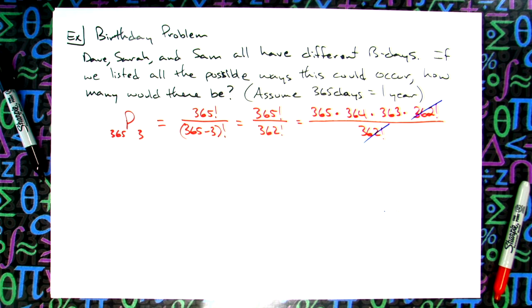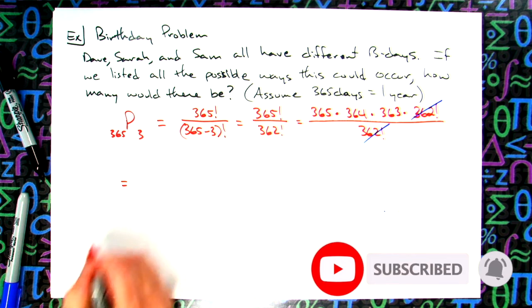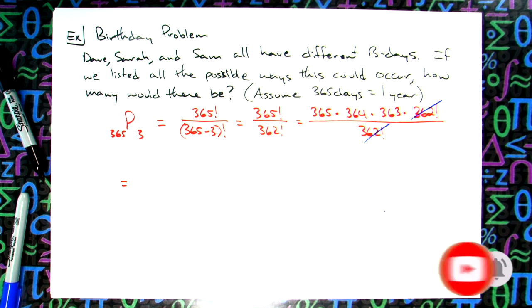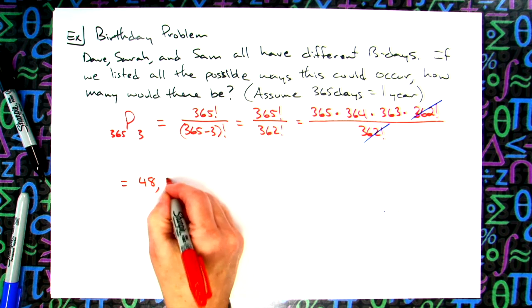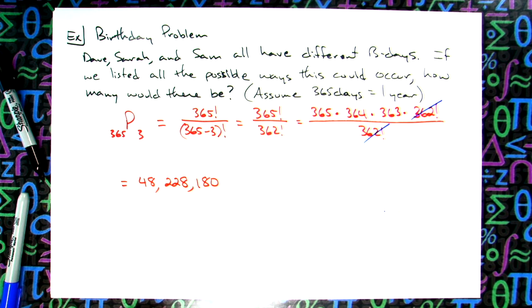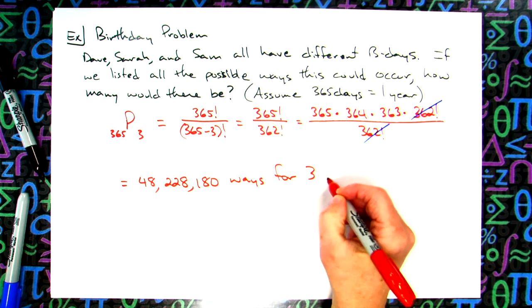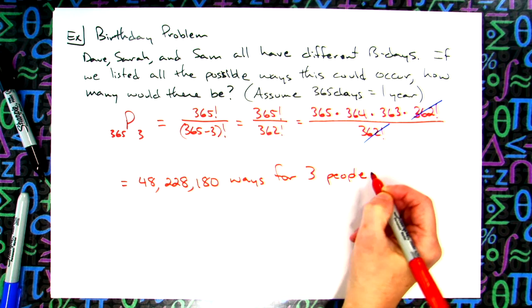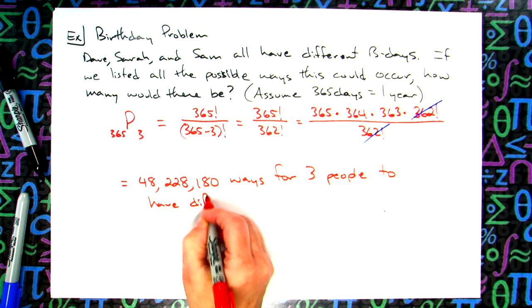This is going to be a really big number, 365 times 364 times 363. So you just multiply those out. I'll go ahead and give you the answer. Somebody multiply it and check, make sure I wrote this number down right. 48,228,180. 48,228,180 ways for 3 people to have different birthdays.